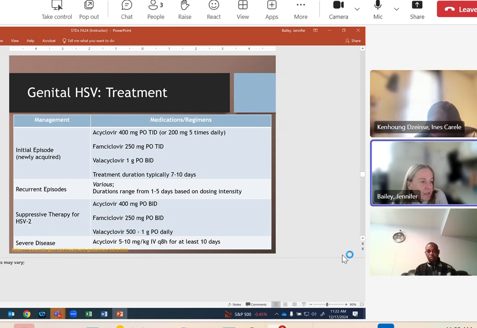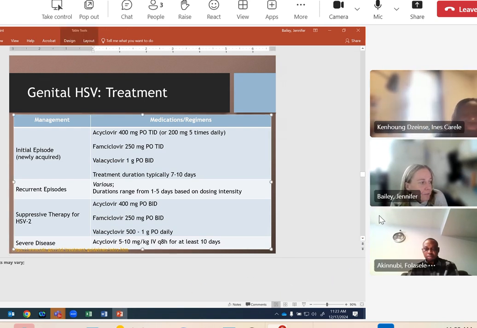The drugs that we use are all basically the same: acyclovir, famciclovir, or valacyclovir. They all work the same and generally have the same safety profiles. They just have different doses. For really severe disease, patients might need to be hospitalized and receive IV therapy. And the only drug that comes IV is acyclovir.